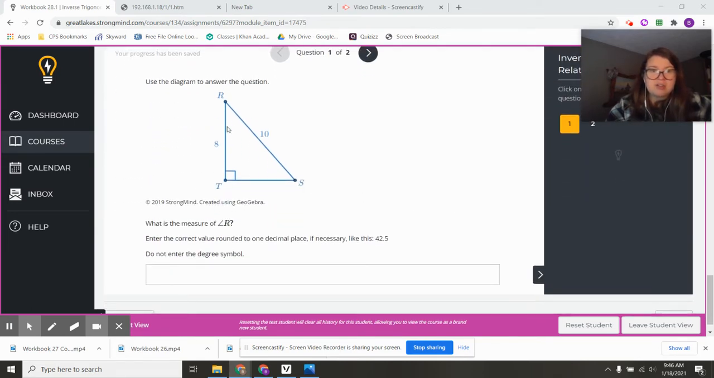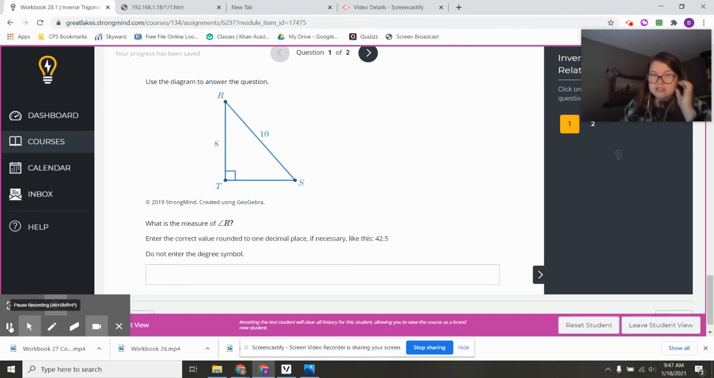So we want to find the measure of angle R. Looking at angle R, I can see that I'm given the hypotenuse, and I'm given the adjacent. So I know that I'm going to be using the cosine. In order to use the calculator, it looks like I'm going to need to set some things up. So I'm going to pause. Okay, so we have the hypotenuse and the adjacent, which means we're going to use the cosine. So we would know that the cosine of angle R is equal to 8/10.